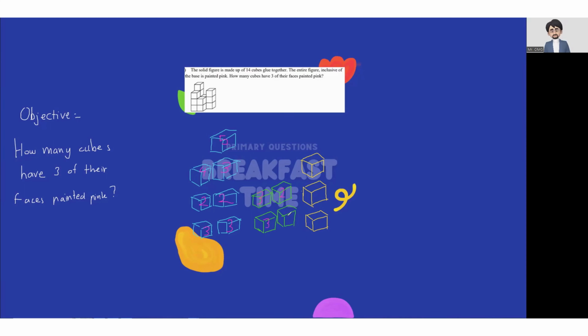3, 2, 4, 3, plus this, that, right? And the last one will be 5. So how many are painted 3? 1, 2, 3, 4, 5, 6. So the answer is 6. How many cubes are painted pink? Hope you get it.